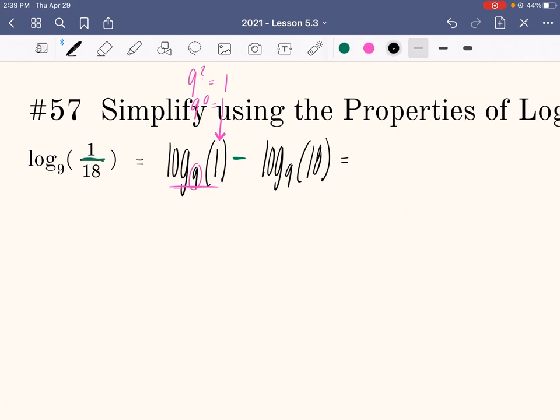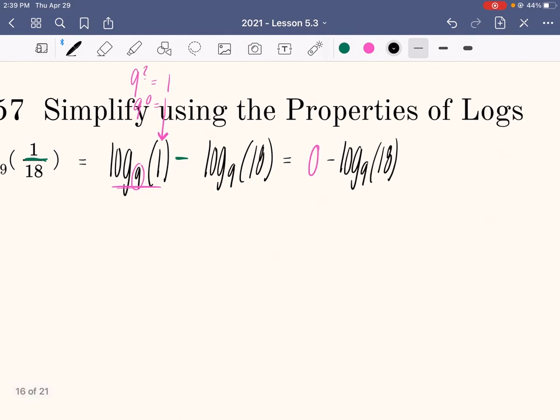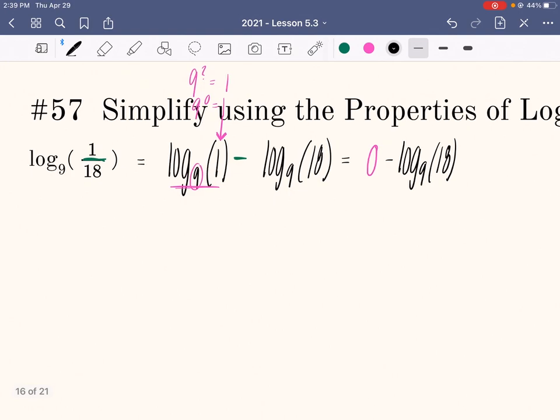So I can rewrite this as just 0 minus log base 9 of 18. Okay, and then that just gives me, if I write this over here, negative log base 9 of 18. Now, a lot of people would stop at this point. However, I want you guys to be really careful.